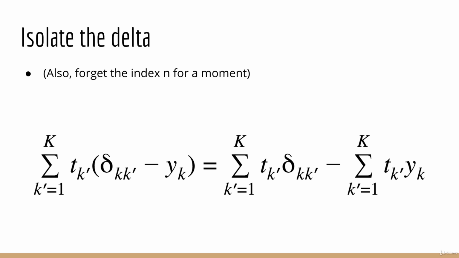First, remember that the delta function can only be 1 or 0. It's 1 if k prime is equal to k, and 0 if k prime is not equal to k. It helps to isolate the summation involving t and y, and to just forget about the sample index n for the time being. We can also separate the two terms in the summation into two separate summations.